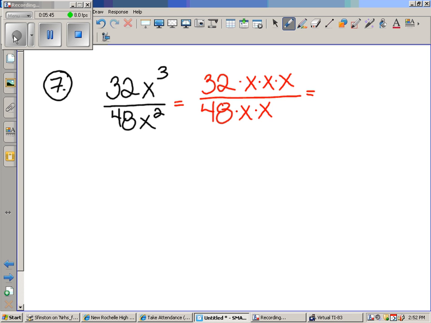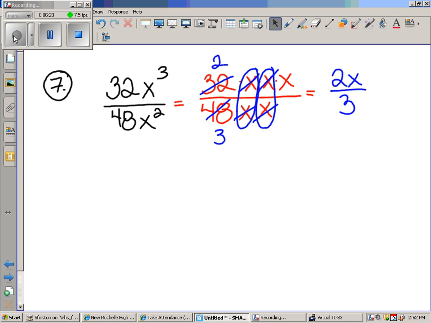Okay, so the easy thing to do is to cross out the x's. See? Those cross away and these cross away. Now we got to figure out what goes into 32 and 48. Any suggestions? 8 will go into it. Is there anything larger that goes into it? I don't know about 12. Yeah, 16 is something that goes into it. 16, in fact, goes into 32 2 times and 48 3 times. So we got 2x over 3 as the final answer.